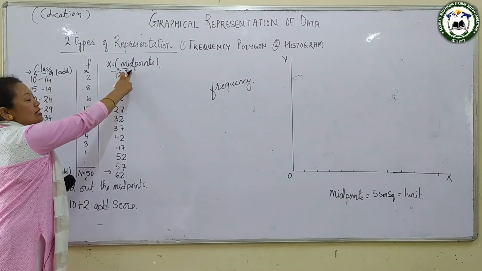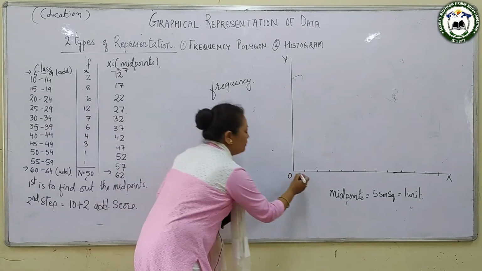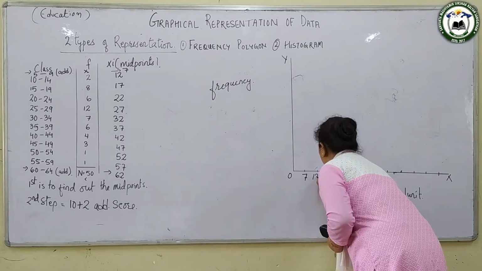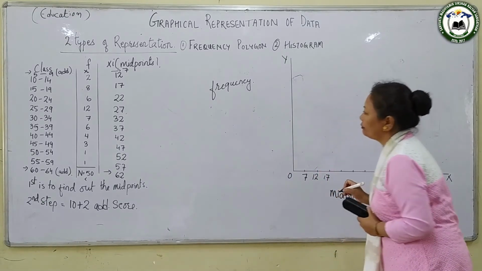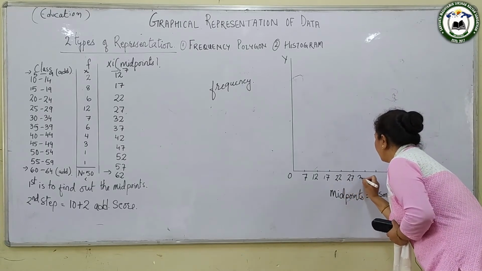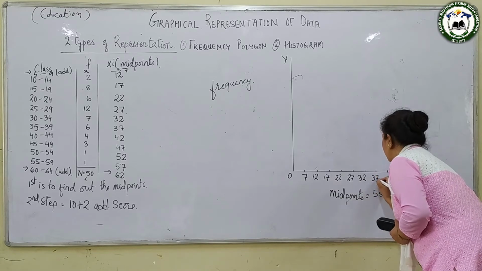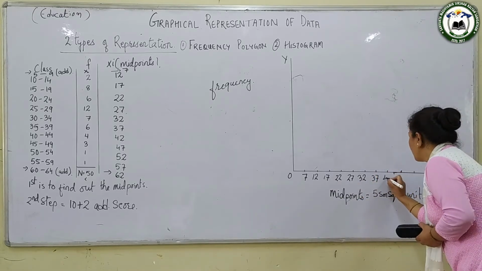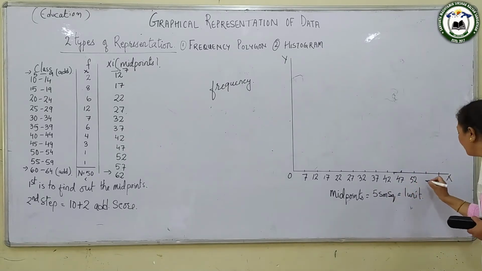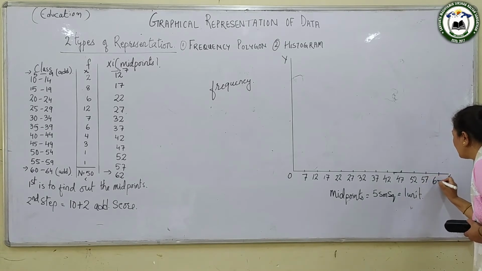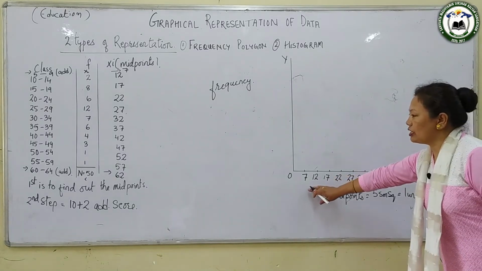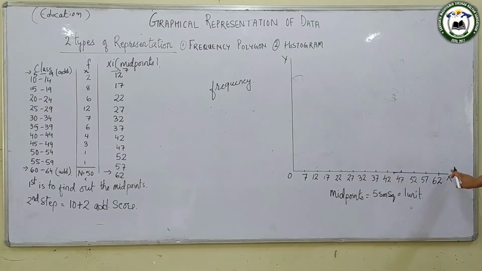So we'll start with my first midpoint, that is 7. After 7 we have 12, then 17, this is 22, 27, 32, 37, likewise 42, 47, 52, 57, and my last number is 62. So I have already plotted all my midpoints on the x-axis.